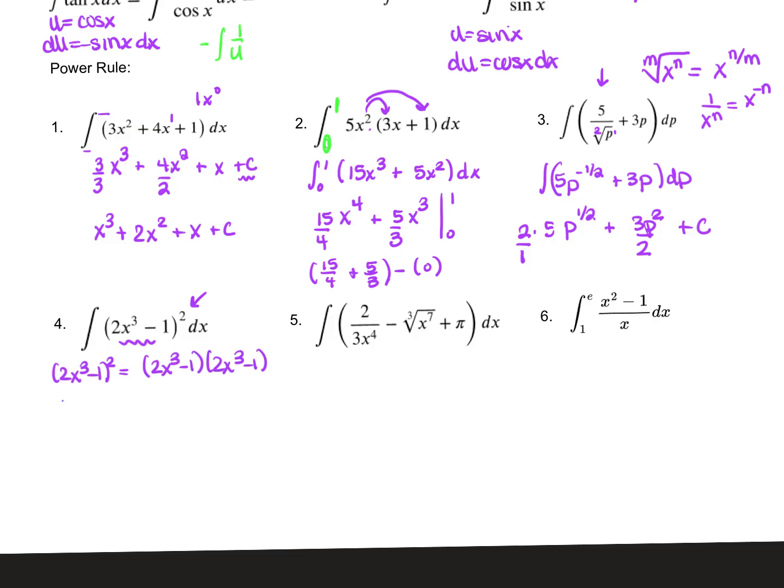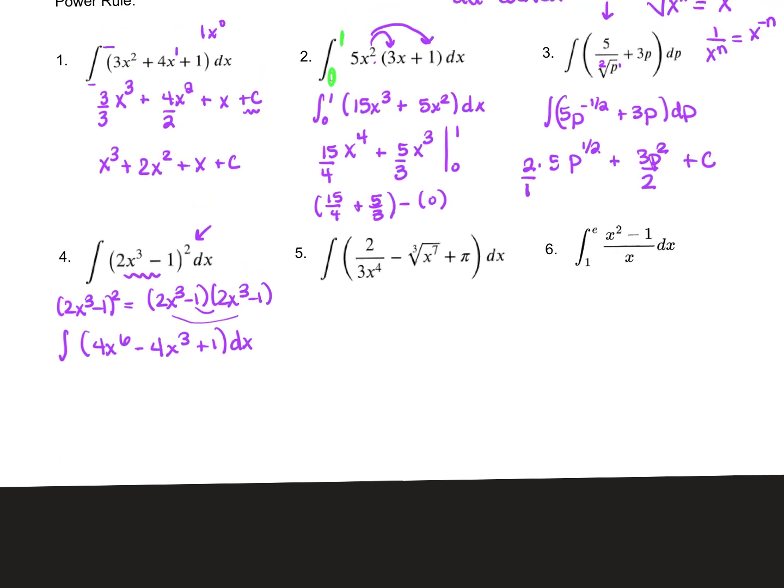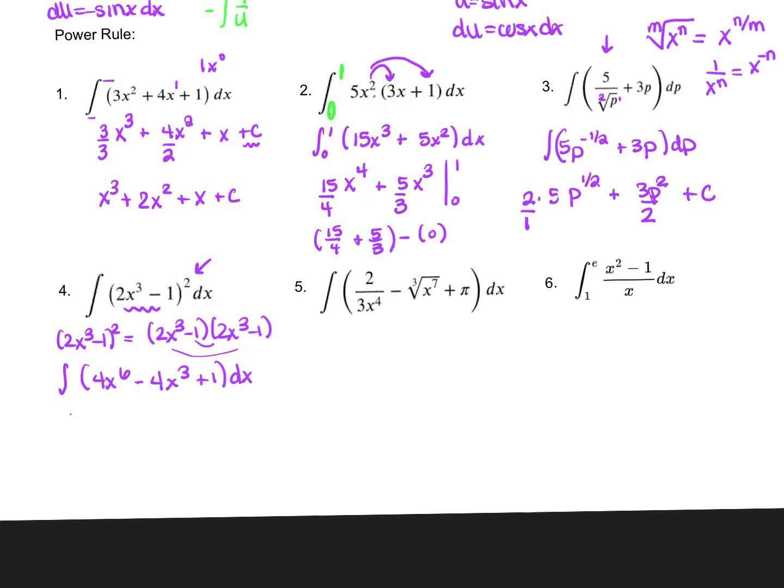And you're going to distribute it out, so that integral is really going to be the integral of 4x to the 6th minus 2x cubed minus 2x cubed, so minus 4x cubed plus 1. And then we'll integrate this, and it's an indefinite integral, so we need the plus c. So 4/7 x to the 7th minus 4/4 x to the 4th plus x plus 1. I mean plus x plus c. Sorry, not plus 1.